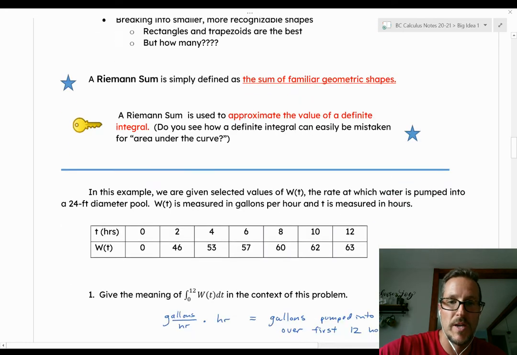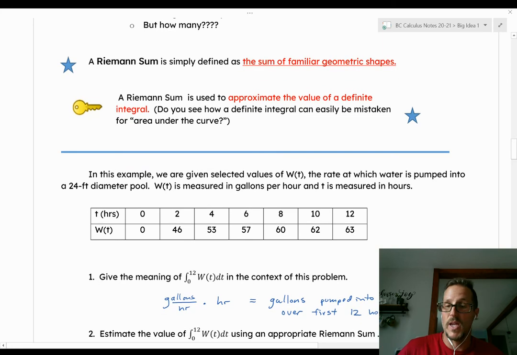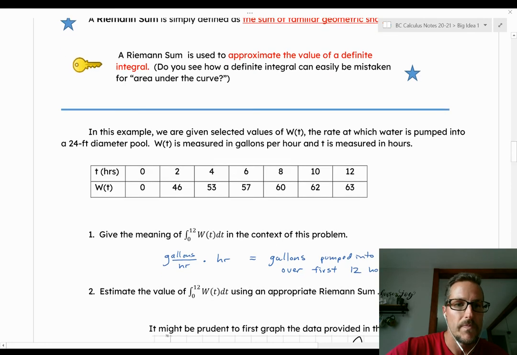So we're going to use a Riemann sum. A Riemann sum is just going to be a more systematic way to use areas of shapes, so I can get away from counting. I don't have to count blocks. That seems a little slow. So I've got a pool in the backyard. We're going to pump water into that pool, and I'm going to measure the rate at which water is pumped into this pool. That is going to be measured in gallons per hour, and t is going to be measured in hours. So I've got a table there of those values.